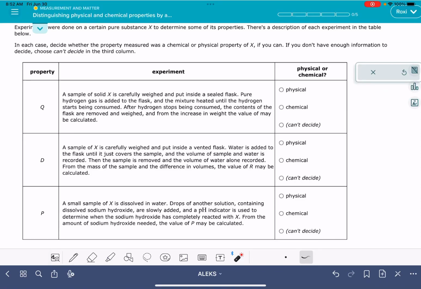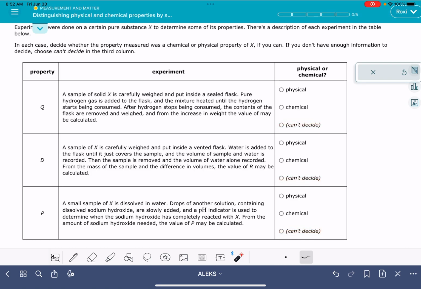In this video, I'll give you some advice for solving the ALEKS problem called distinguishing physical and chemical properties by a macroscopic description. This problem is going to describe 3 different experiments, and it wants you to determine if each experiment is measuring a physical property or a chemical property of the substance that's being described. I flipped through a lot of versions of the problem, and none of the versions that I saw had can't decide as the correct answer for the problem.